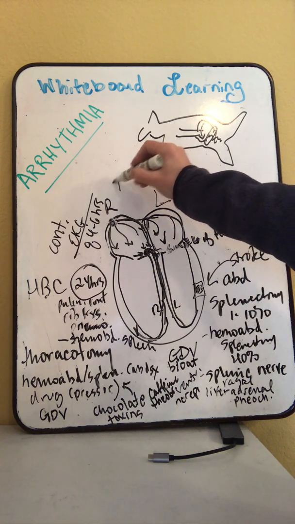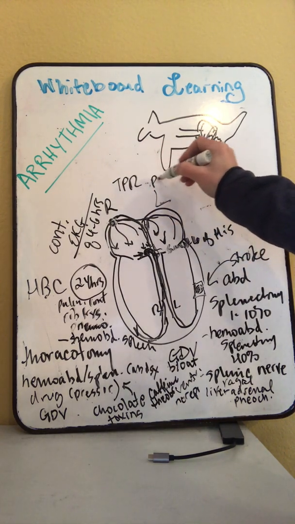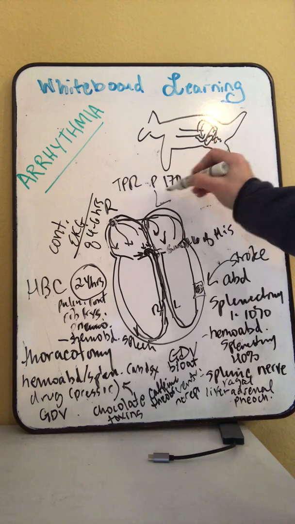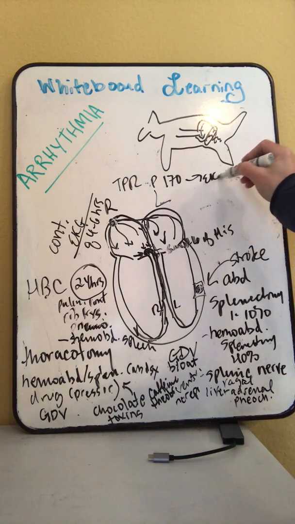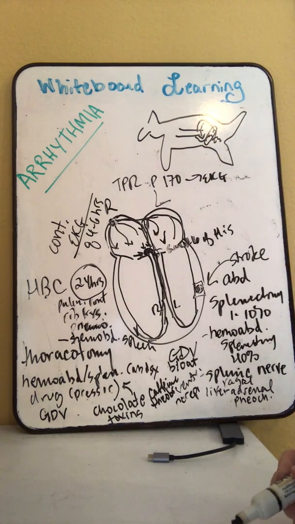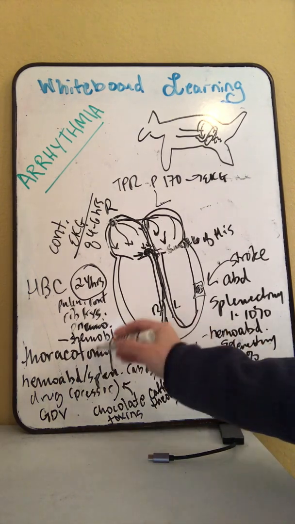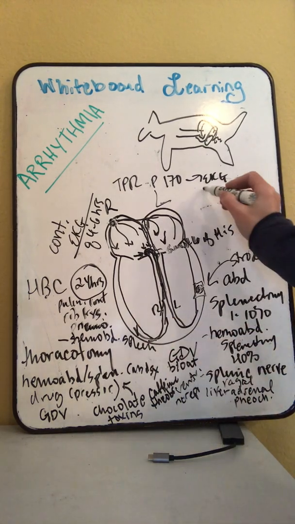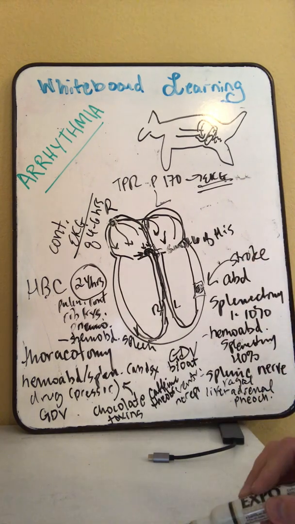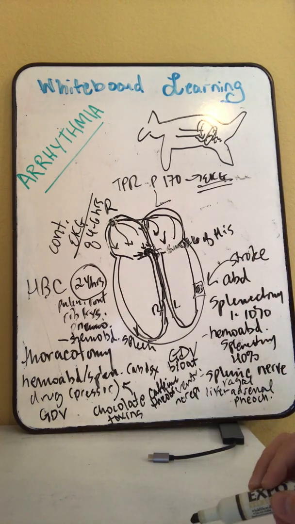So let's say you go to do your TPR and your P is 170. Well, certainly you're going to go run an EKG. You're not just going to say, oh, the dog's just anxious. Oh, maybe it's in pain, I'm going to give it more pain meds. You want to run an EKG to make sure it's not a ventricular rhythm.